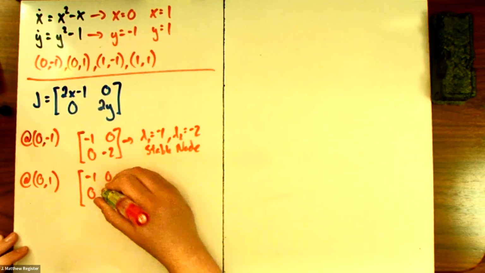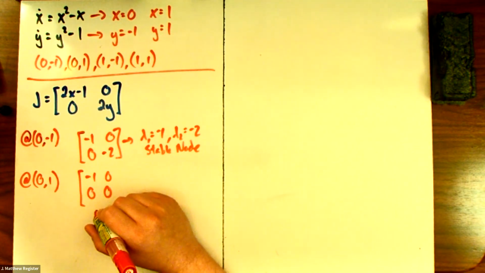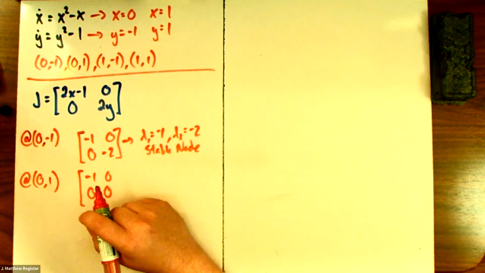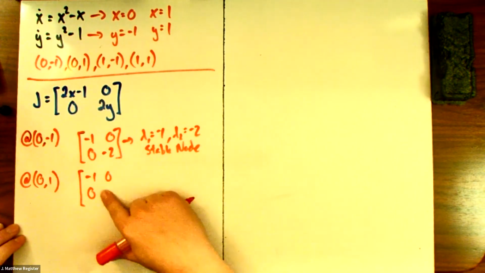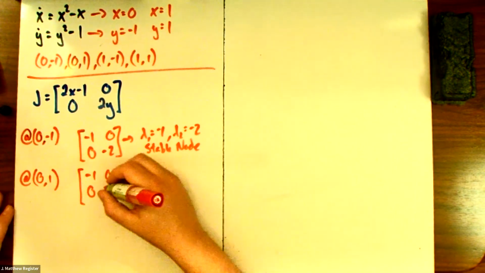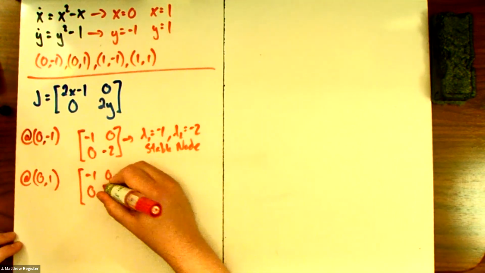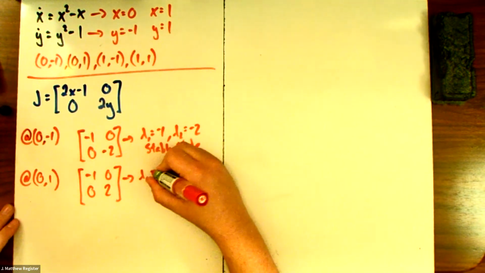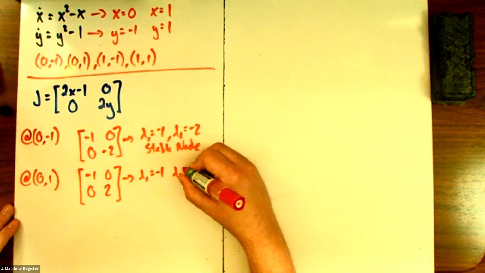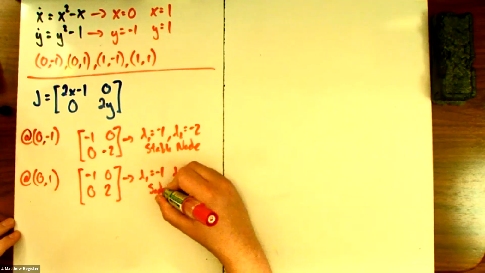Something looks off. Let me pause the video for a minute and see if I can figure out where I made my mistake, if I made a mistake. Good news, I didn't make a mistake. I am just bad at doing computations after doing a couple hours of computations. It's 2 times 1, not 2 times 0. And so that's going to give us a 2 there, which tells us that eigenvalue 1 is equal to -1, eigenvalue 2 is equal to 2, and so this is going to be a saddle point.